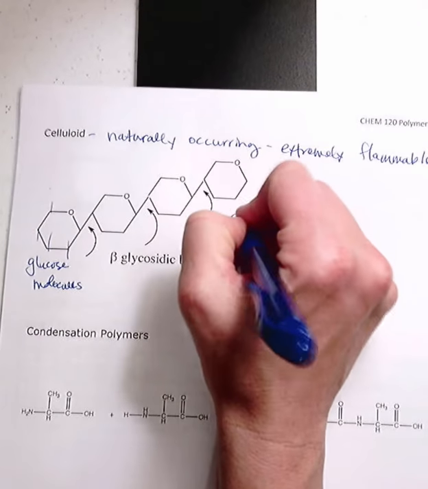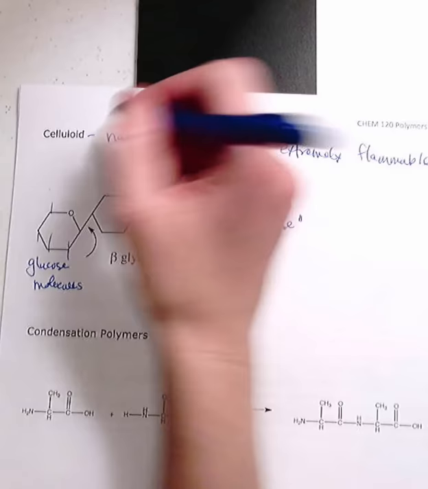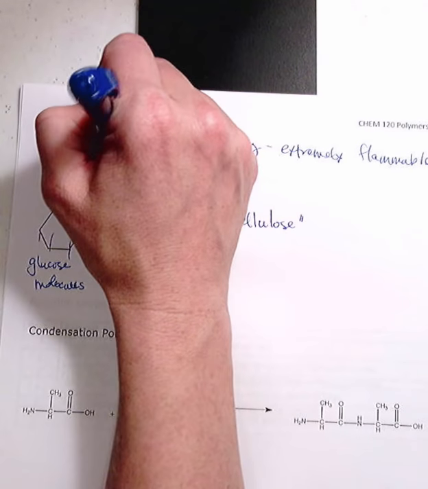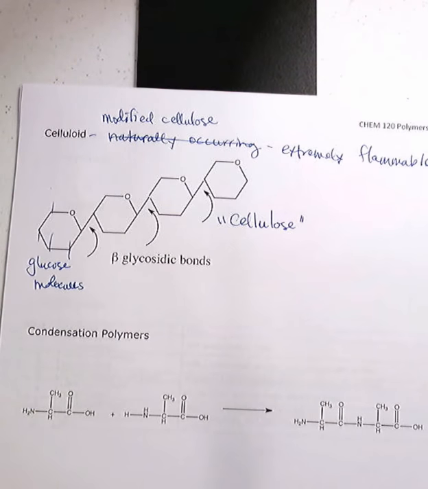So this right here is cellulose, and celluloid is modified cellulose. The modified cellulose, called celluloid, is extremely flammable. It was used for ping pong balls at one point, and also for billiard balls, and these would explode occasionally. So you can see why these are no longer in use. Celluloid is no longer in use. But these first polymers, plastics, were, you know, everybody was doing their best and exploring these different things.